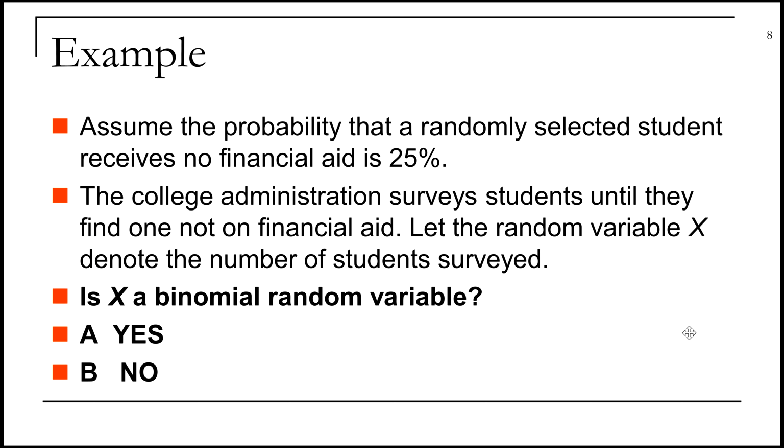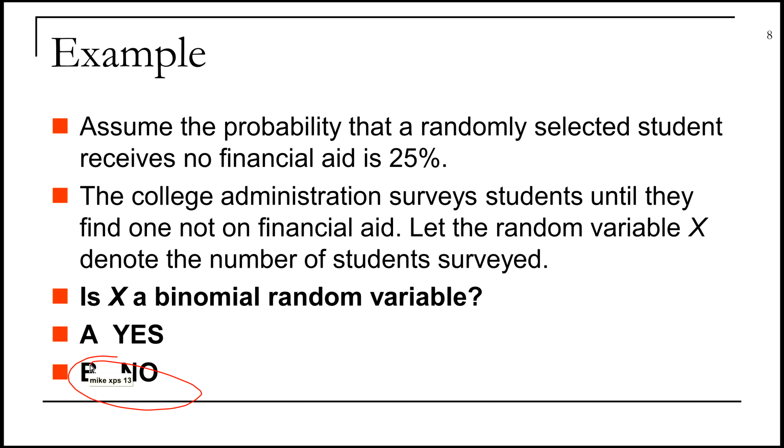As an example, assume the probability that a randomly selected student receives no financial aid is 25%. The college administration surveys students until they find one not on financial aid. Let the random variable x denote the number of students surveyed. Is x a binomial random variable? And the answer is no. It's not pre-specified. To be a binomial, you have to pre-specify how many trials you're going to do. Here we're going to interview until we find one not on financial aid.